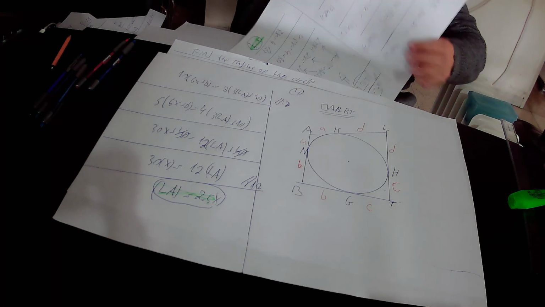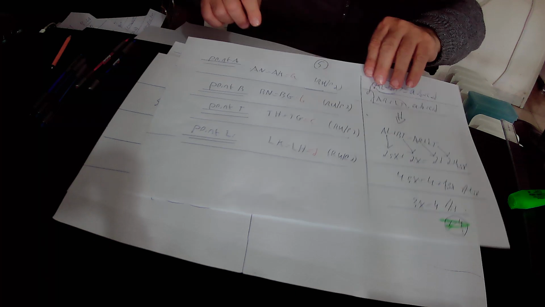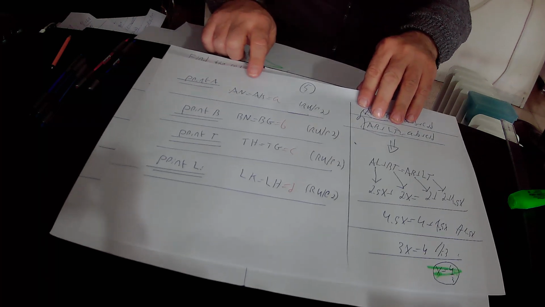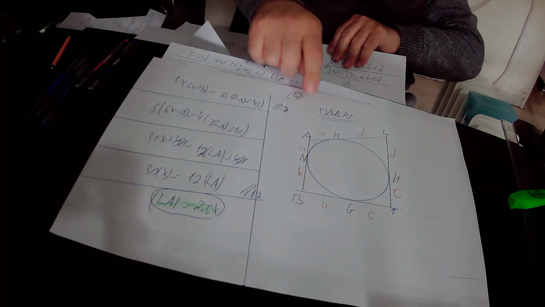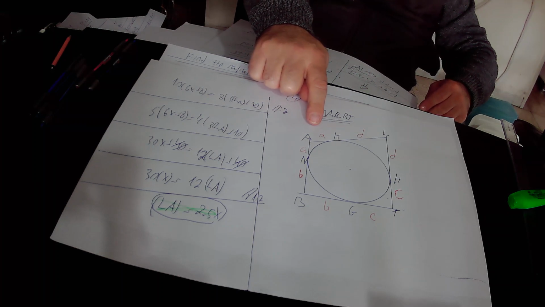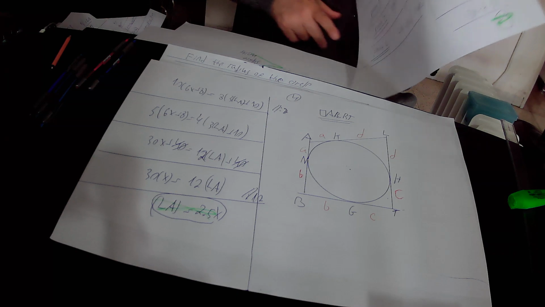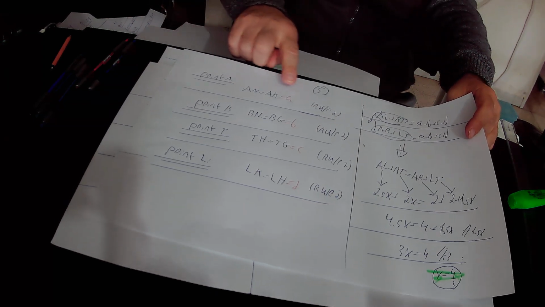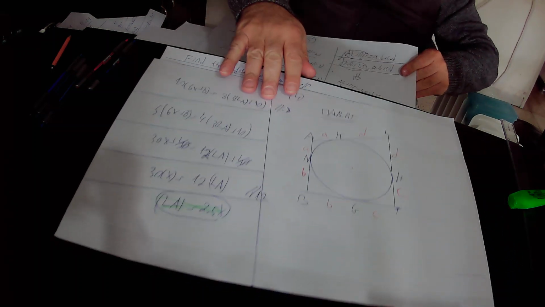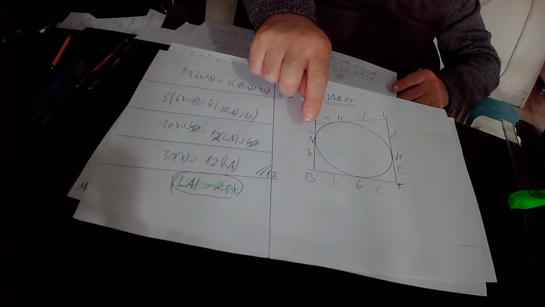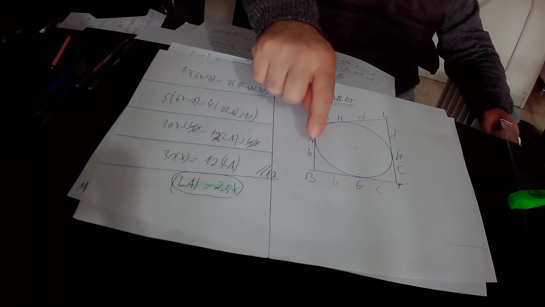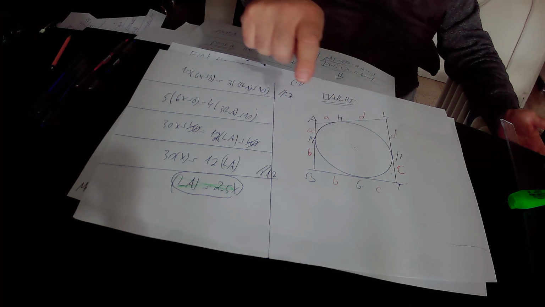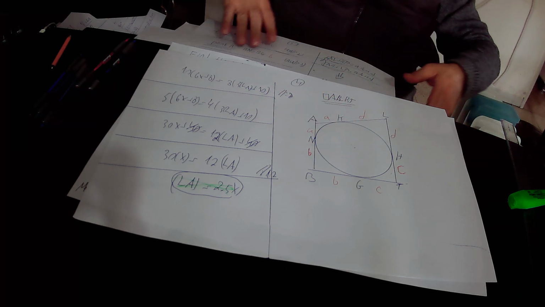Again, the common standpoint A, AN equals AK. So if we define the length of AN as a, then the length of AK must also be equal to a because they are equal to each other. So in conclusion, AN equals AK equals a. Then we focus on the common standpoint point B. From the common standpoint point B, we have two tangents to this circle, tangent BN and tangent BG. And according to rule 2, they are equal to each other.